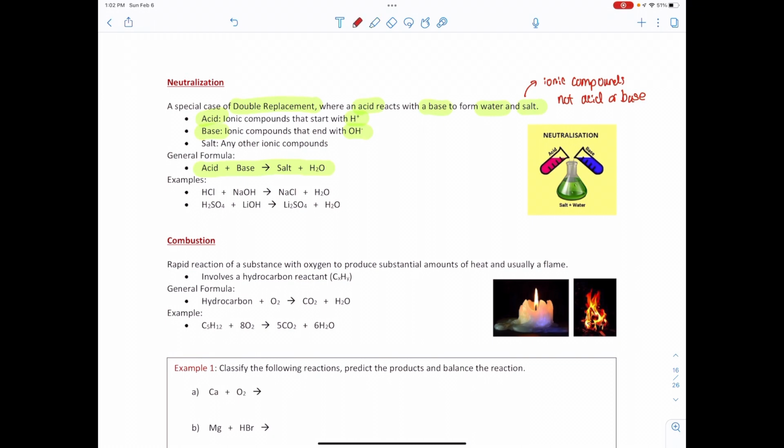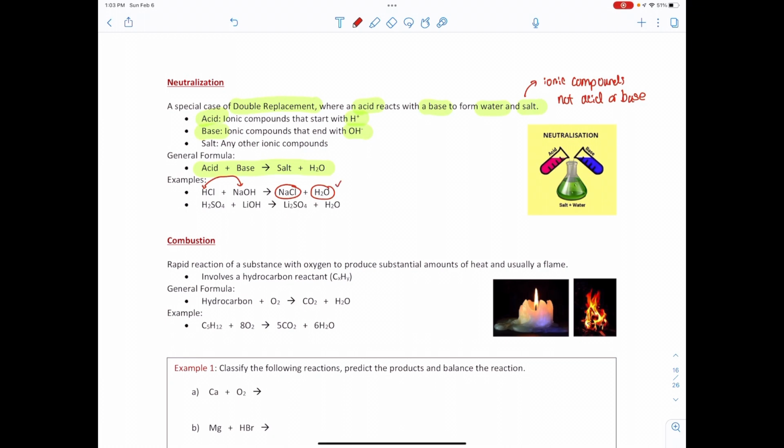So a few examples here. I have hydrochloric acid, HCl, reacting with NaOH. Now we treat these the same way. The cation is going to replace the cation, and in that way we get NaCl, the salt, and water. Okay, so we will always get water in some form of salt.